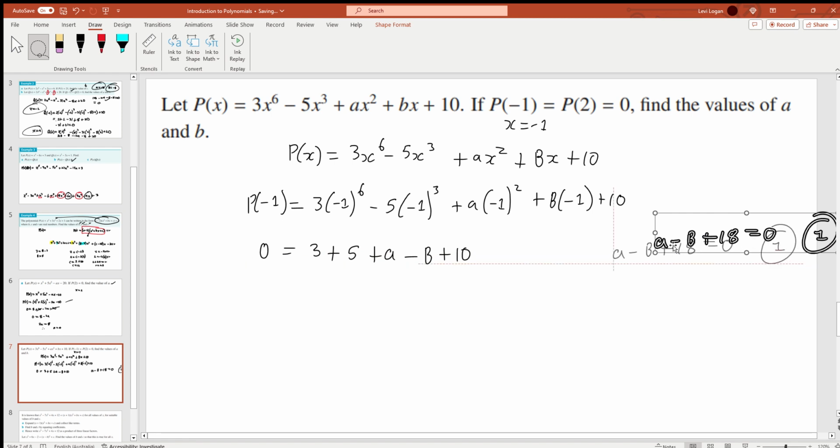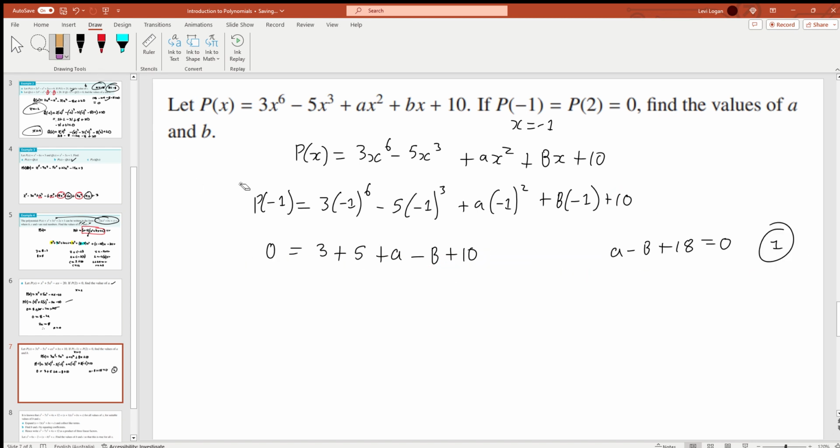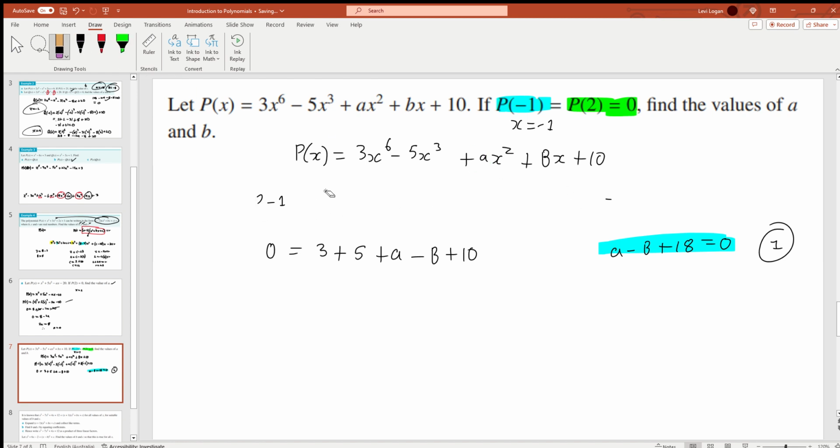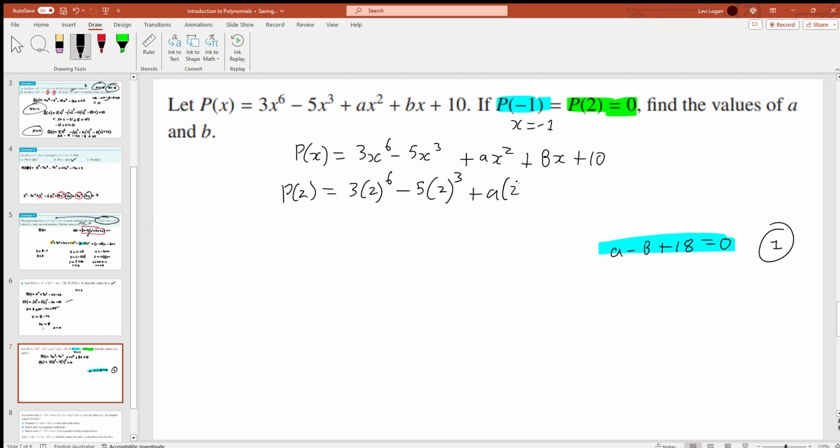Let's make that smaller. There we go. So now we do the same thing with our second initial condition. So we've done this one and it gave us this equation here. So now we're going to use our second initial condition and work out the rest pretty much. So rub that out and do the same thing with the different number. So p of 2 should be equal to 0. So p of 2 is 3 times 2 to the power of 6, minus 5 times 2 cubed, plus a times 2 squared, plus b times by 2 plus 10. And this is equal to 0.